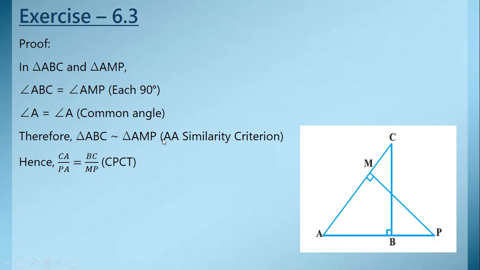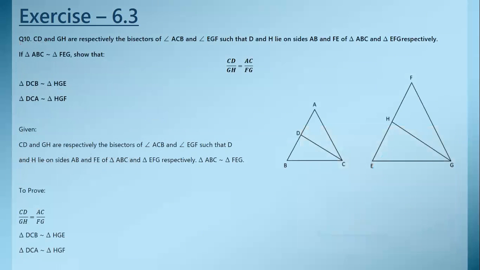Now, since these two triangles are similar, we can say that CA by PA is equal to BC by MP, because they are corresponding sides of similar triangles.